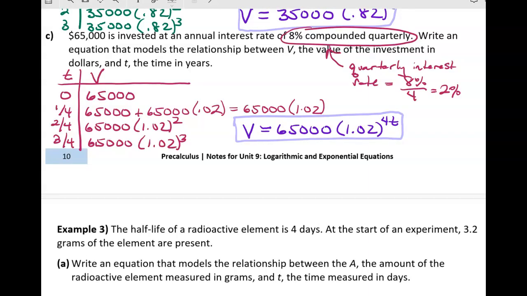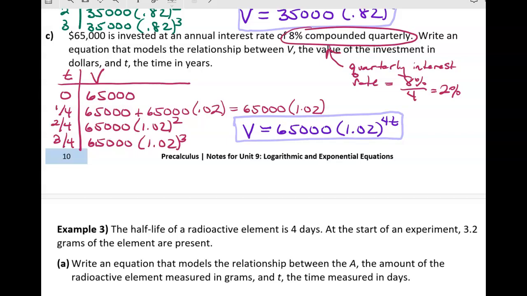So for C, our quarterly interest rate is 2%. So that means at the end of each quarter of a year, the investment gets multiplied by 102%, or 1.02. So the function is V equals 65,000 times 1.02 raised to the 4t power.